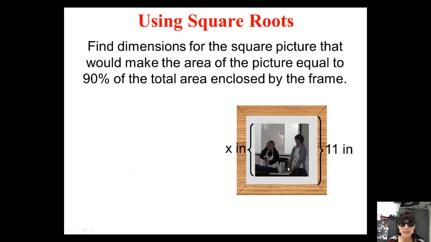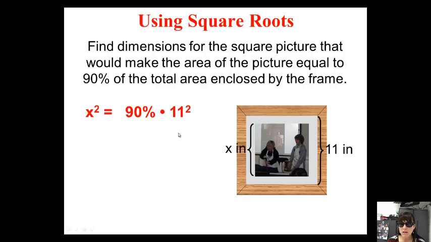Some of you may recognize Miss Larson right here in this picture. She wants you to find the dimensions for the square picture that would make the area of the picture equal to 90% of the total area enclosed by the frame. Let's try that again. Find the dimensions for the square picture. That's just the picture that would make the area of the picture equal to 90% of this total frame. So we're going to use x squared equals 90% of the area of the total. And so the frame is the gray area right here.